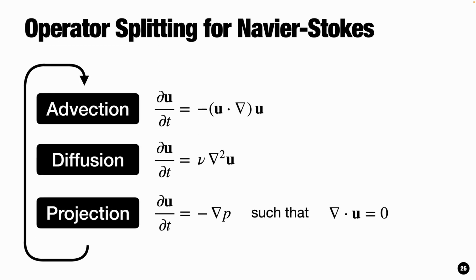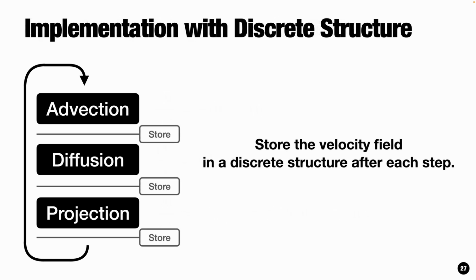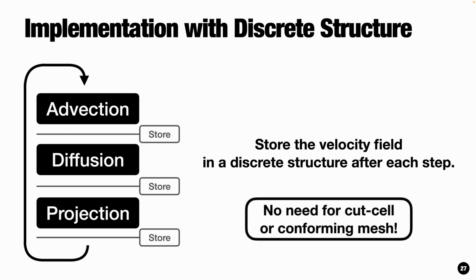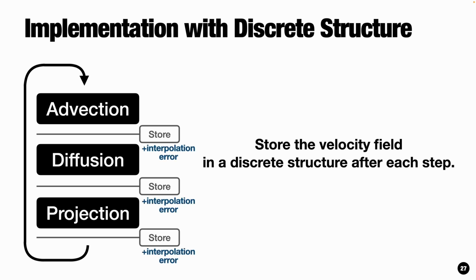With these three substep solvers, we can advance the velocity field for fluid simulation. Similar to traditional simulation techniques, we can use a discrete structure such as a grid to store the intermediate velocity field after each step. Even when we use a discrete structure, the solid boundaries are automatically handled with Walk on Boundary without cut cell or conforming mesh. However, if we store the velocity field into a discrete structure, when we query the velocity from the discrete structure, it introduces interpolation errors.